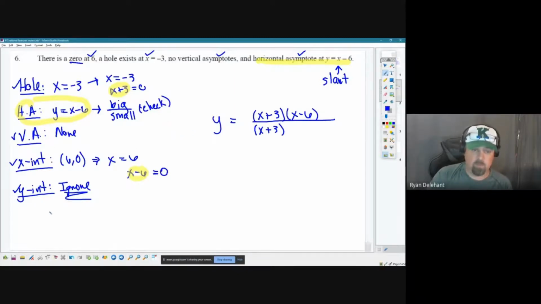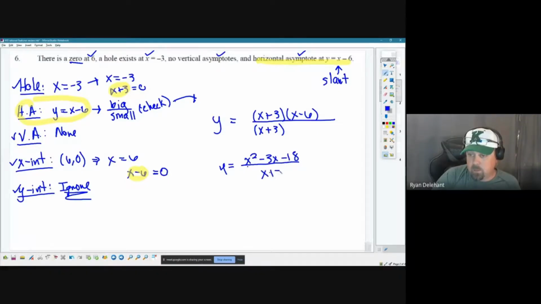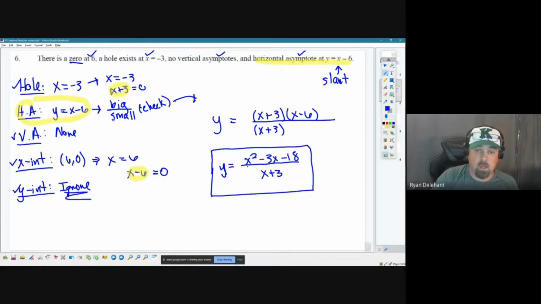Because if you get all this information in the right spot, you're going to have this setup. So if we go through and we check this by multiplying it out, the top, multiply that thing out, is going to be x squared minus 3x minus 18, and the bottom is just x plus 3. And the top degree is bigger than the bottom, and we've got all of our stuff checked off now.